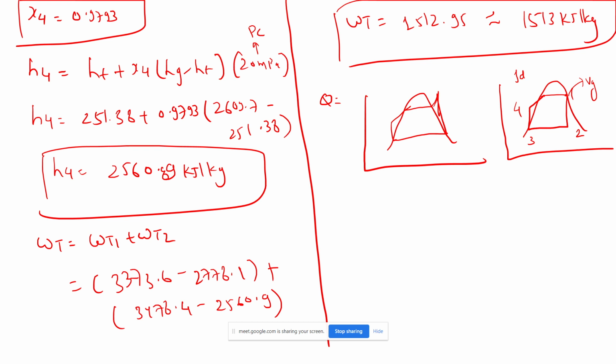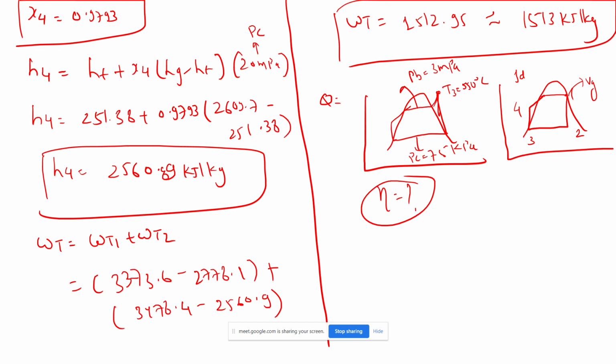So what they have mentioned in this question is that superheated steam enters the turbine at boiler pressure 3 megapascal and temperature 350 Celsius. Condenser pressure they have mentioned as 75 kilopascal. They want to know the efficiency. The data they have given is for saturated liquid and pressure.